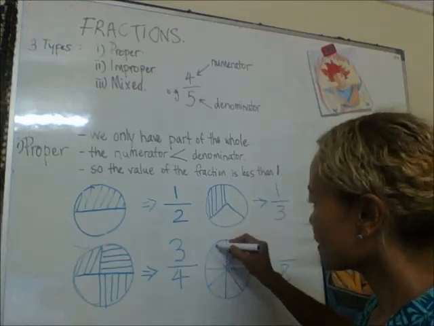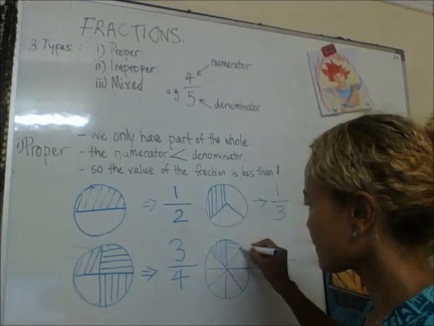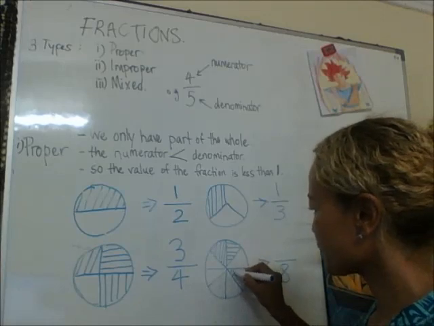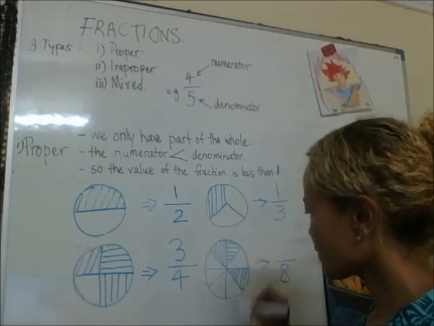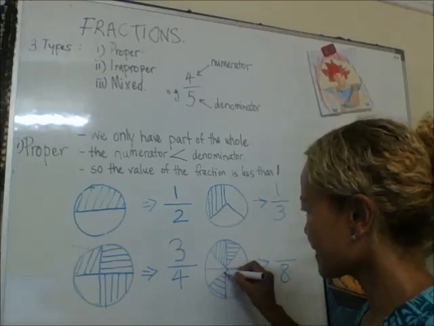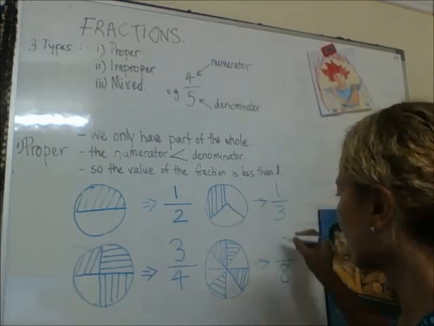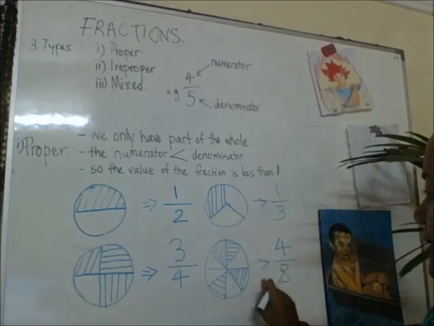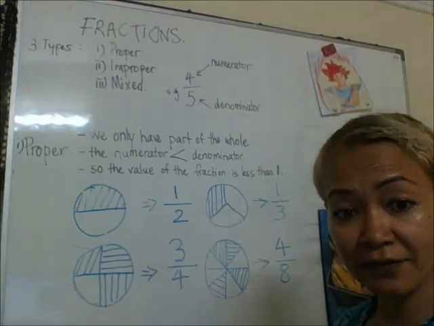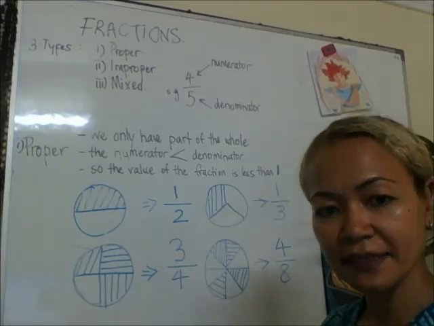If I shade only one, 2, 3, and another one here. So it's 1, 2, 3, 4, right? 4 out of the possible 8. So that is the last example, 4 out of 8. That's another fraction, only 4 pieces out of the possible 8 pieces that make the whole.